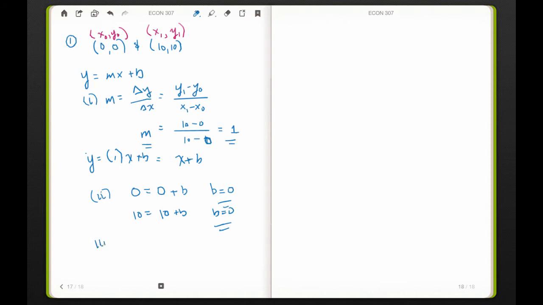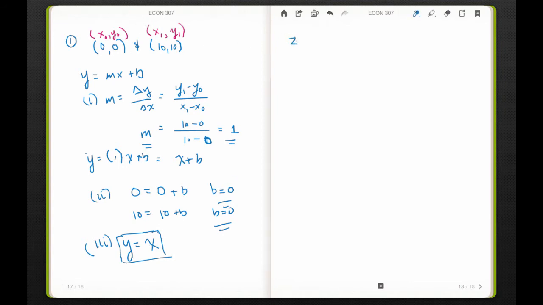So now the final step, we're going to rewrite with everything that we know. y is equal to 1 times x plus that 0. So this equation is y is equal to x. And on this line, these two ordered pairs exist.